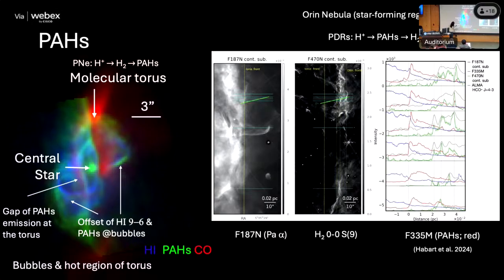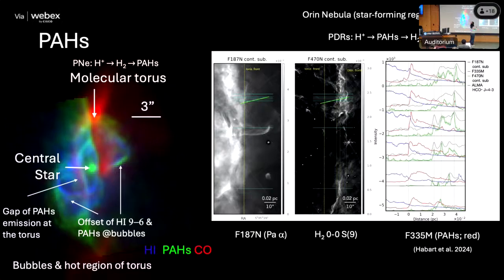But if you look carefully, here is the CO. H I and H2 almost correspond, and the PAH is actually outside. It's also here as well. H I and H2 almost correspond, but the PAH is found slightly outside. That's not the case in the Orion Nebula.